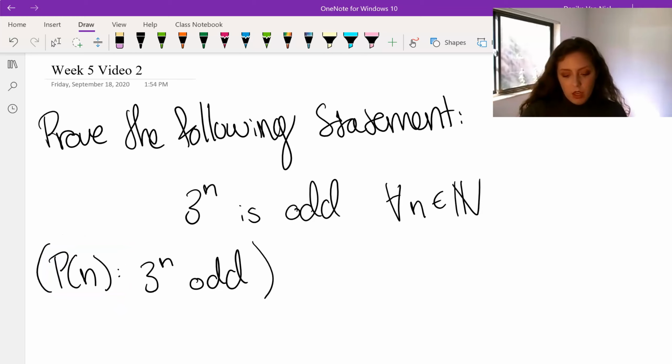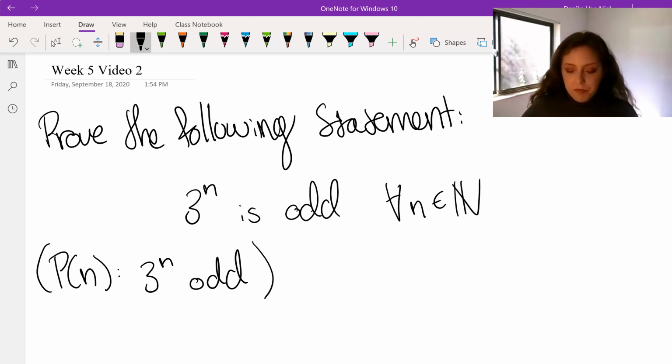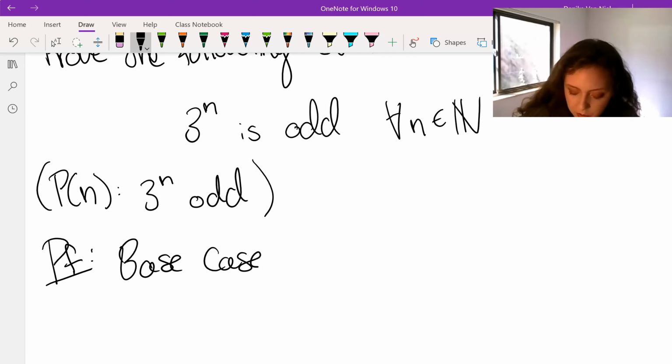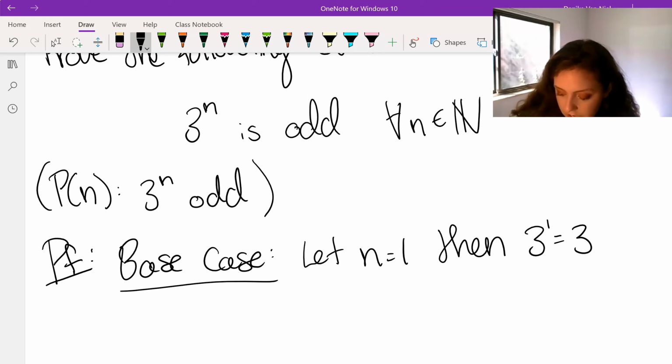Okay? All right. So hopefully you remember there are 3 steps to induction. My first one is the base case. What is my base case here? Well, what's the lowest number that I can grab from here? It's 1. So let n equal 1. Then 3 to the 1 equals 3, which is odd.